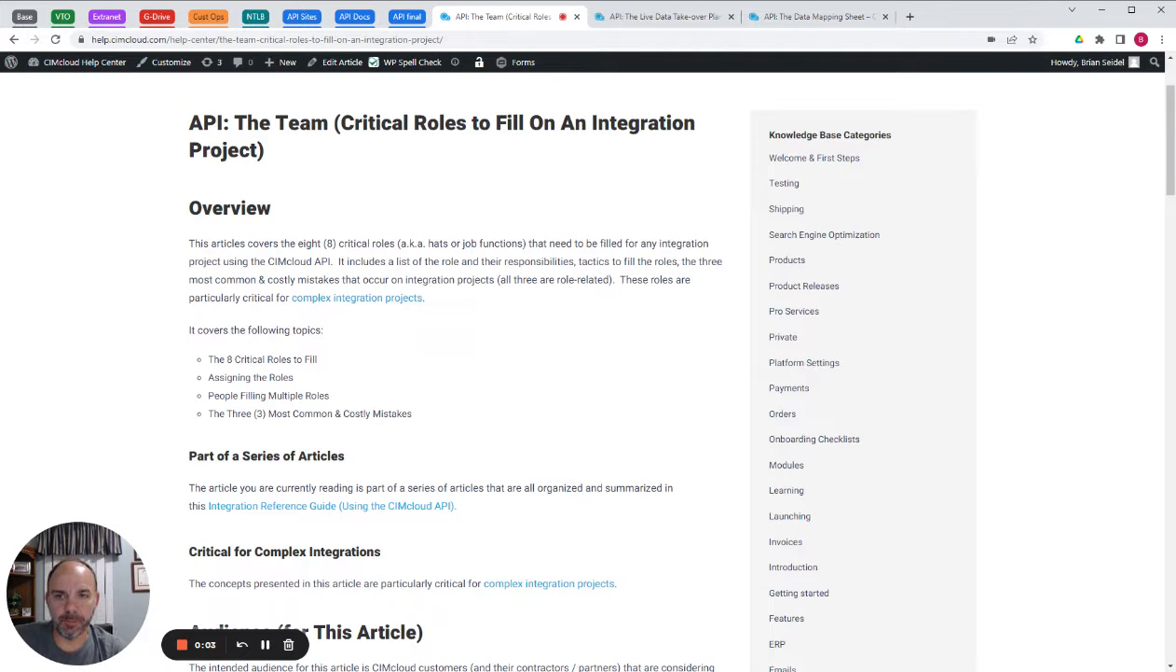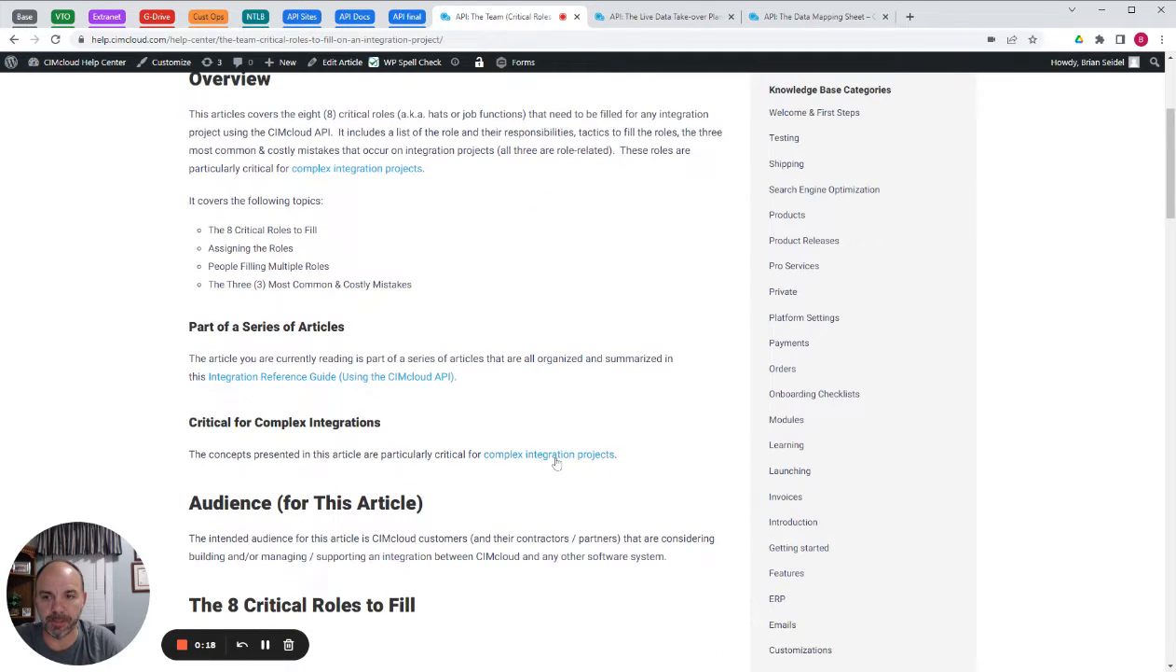This article covers the critical roles that you need to fill on any complex integration project. Projects basically using the CIMcloud API to move data or share data between CIMcloud and some other software platform. That's what a complex integration project is.